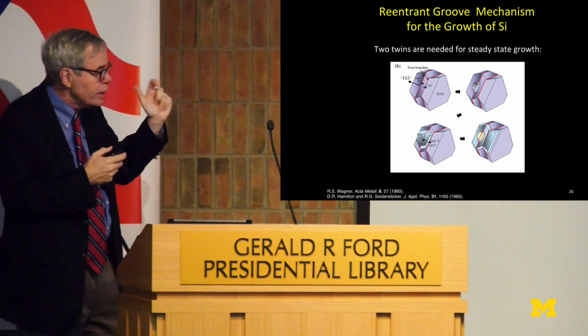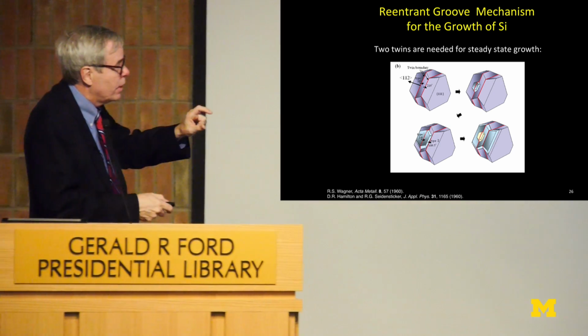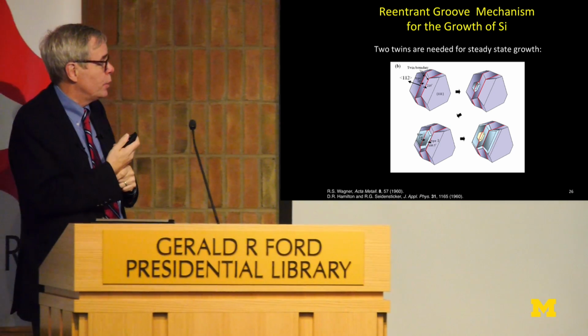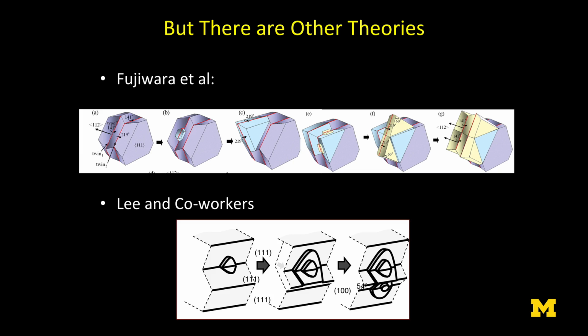So there's a strong correlation here between defects and crystal growth. In this case, it turns out to be twins. But there are other theories. The great thing about science is there's no data. You're going to find a lot of theories. And so there are lots of theories on how this might happen.